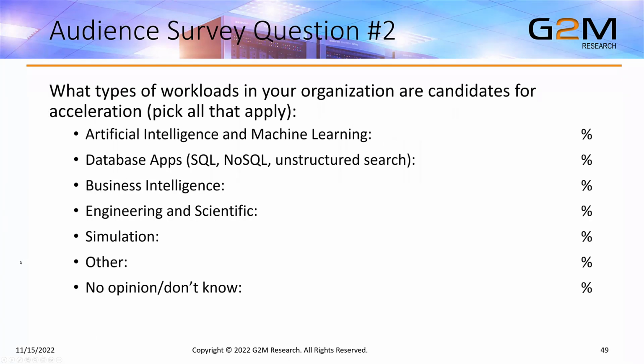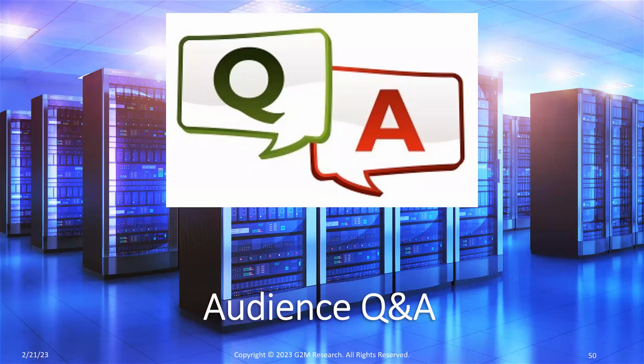With that, let's go to the third question here. Sorry, the second audience survey question is, what type of workloads in your organizations are candidates for acceleration? Pick all that apply. I'll go ahead and launch that while we do the Q&A session. And with that, let's go to the first question.